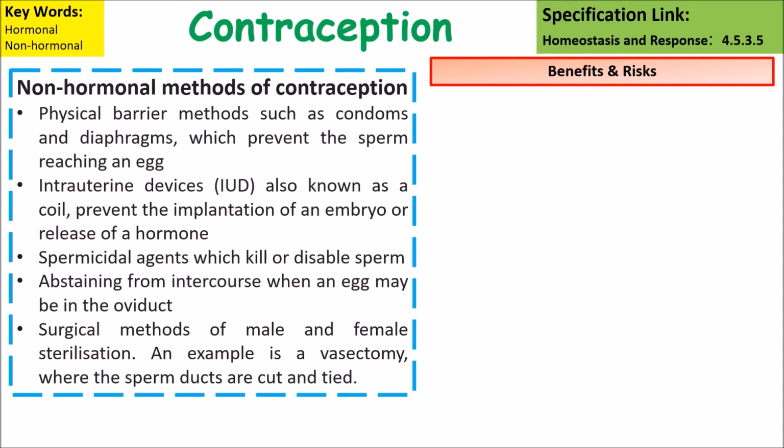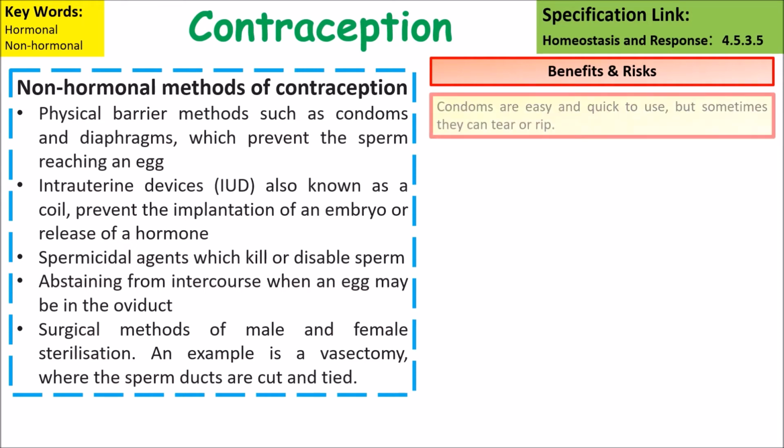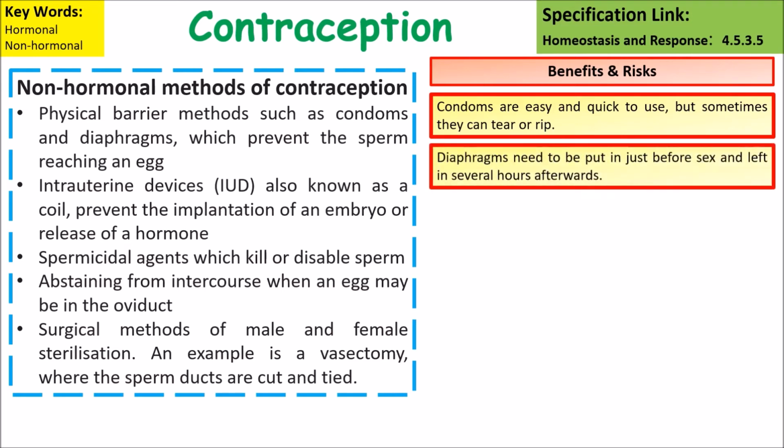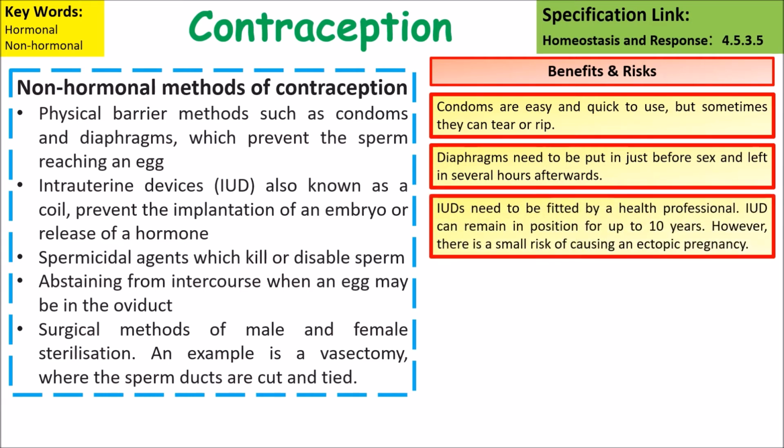There are a few risks and benefits. Condoms are quick and easy to use, but sometimes can tear or rip. Diaphragms need to be put in just before sex and left in for several hours afterwards. IUDs need to be fitted by a health professional. An IUD can remain in position for up to 10 years. However, there is still a small risk of it causing an ectopic pregnancy.